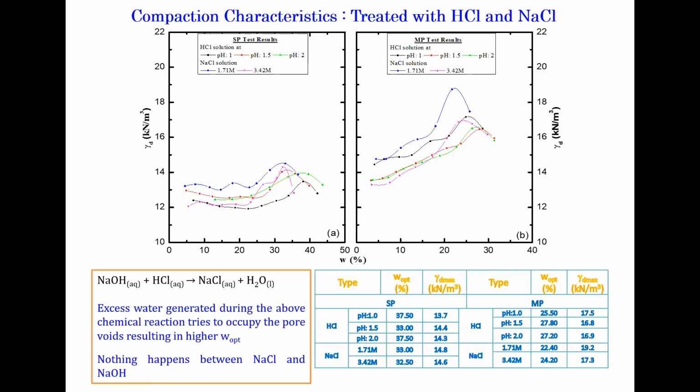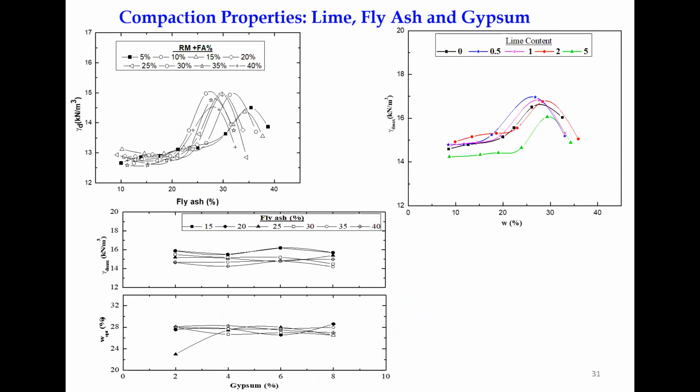In fact, it is easy to deal with pH neutralization rather than eliminating the chlorides. It's a really daunting task. It is really very tough to remove chlorides from waste materials. And the simple question that comes to everybody's mind is, can we not use lime or gypsum or fly ash to stabilize the red mud?